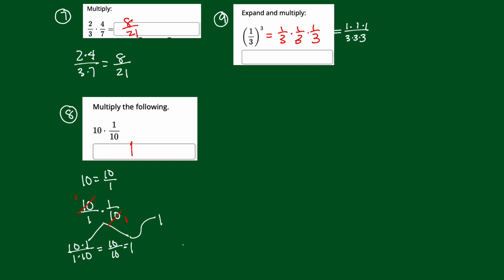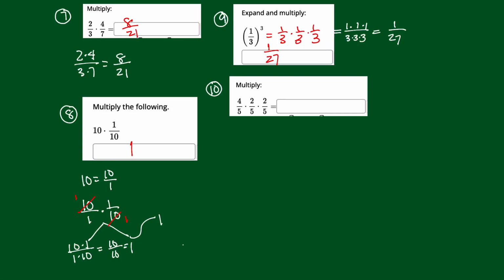Now this is a step you probably don't need to actually write. You can just see it. And what are you going to get? 1 times 1 times 1 is 1. 3 times 3 is 9. Times 3 again is 27. So let's write 1 over 27 as our answer.